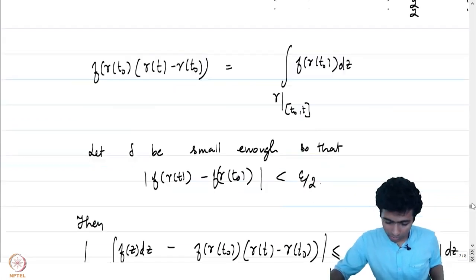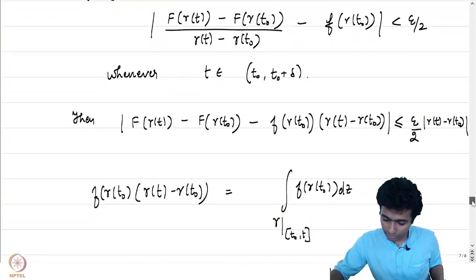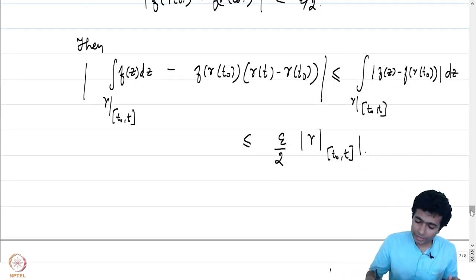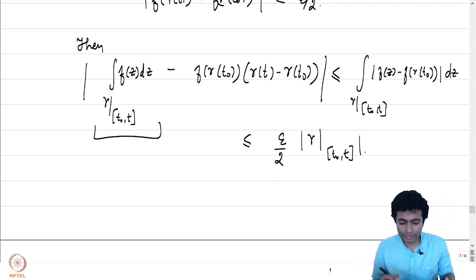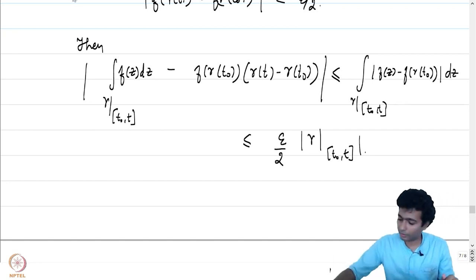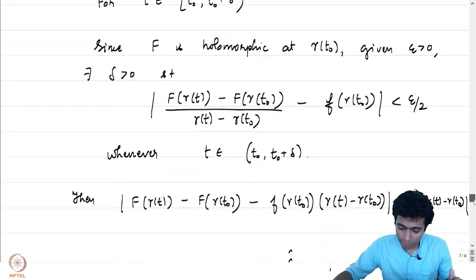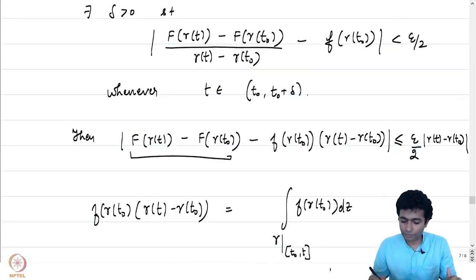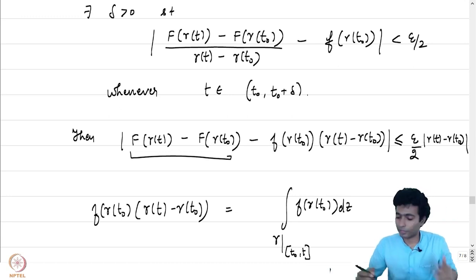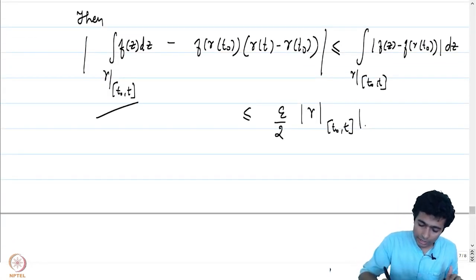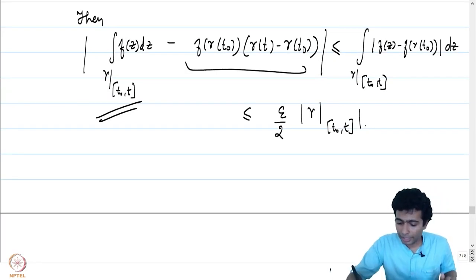Okay, so let's get back to what we were proving. This is going to be equal to, by using the triangle inequality now here, we apply the triangle inequality here and we now have an estimate on the integral of f dz restricted to gamma t naught comma t. We also know how close it is to f of gamma of t naught times gamma of t minus gamma of t naught. We also have estimated capital F of gamma of t minus capital F of gamma of t naught. So, notice that this is in particular less than or equal to epsilon by 2 times the arc length of gamma restricted to t naught comma t. And the integral here, both are estimated by f of gamma of t naught times gamma of t minus gamma of t naught to this order.